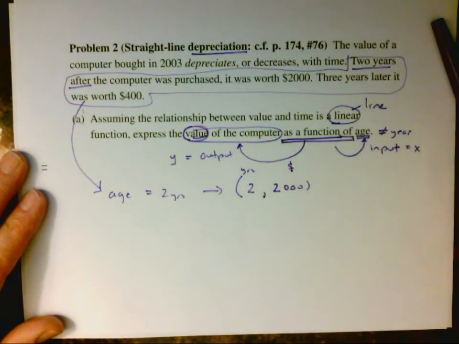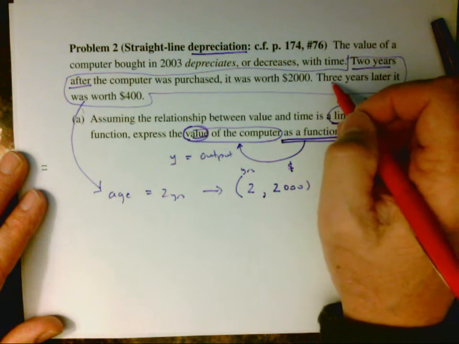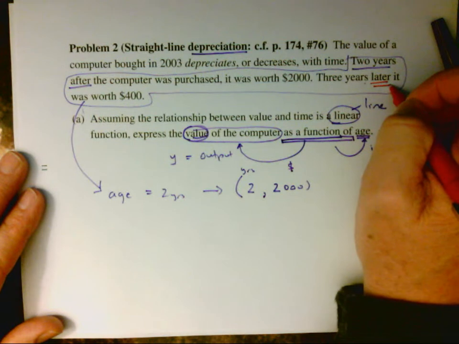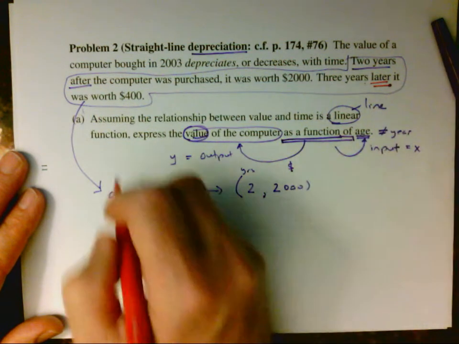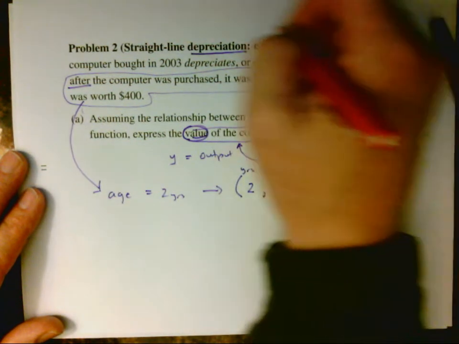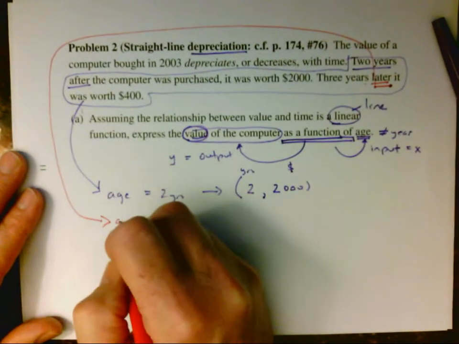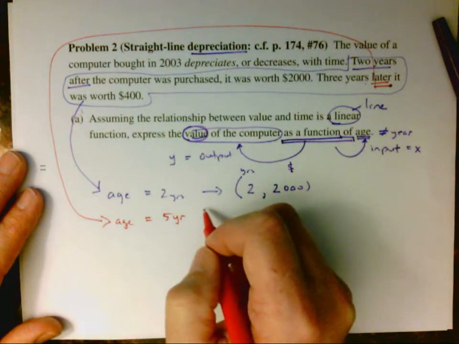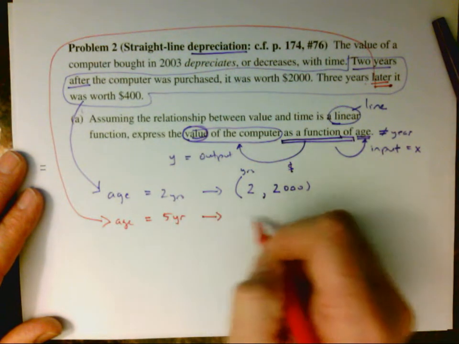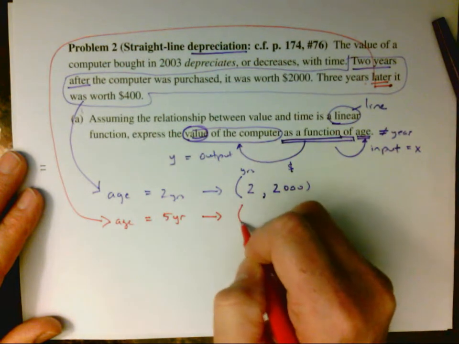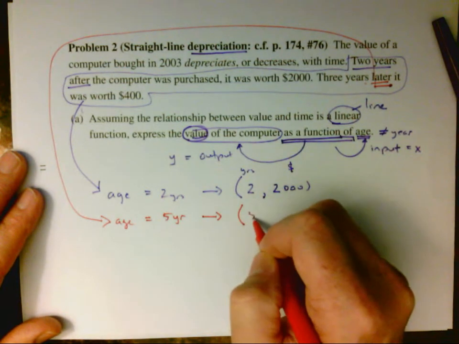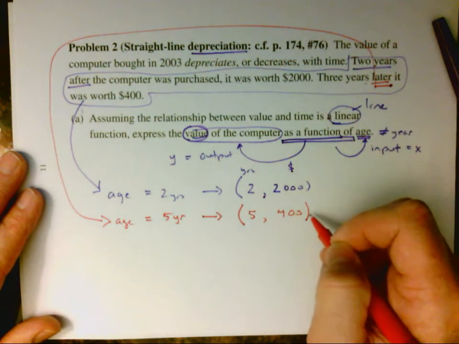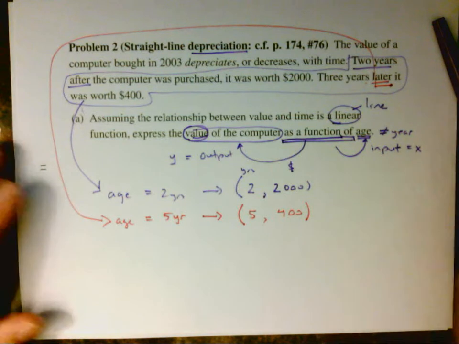The second sentence here, 3 years later. Notice the word 3 years later. So that would mean that the age equals 5 years. 2 years plus 3 more is 5 years. And we're only worth $400 then. Very few things depreciate as quickly as computer equipment. So now we have 2 points.